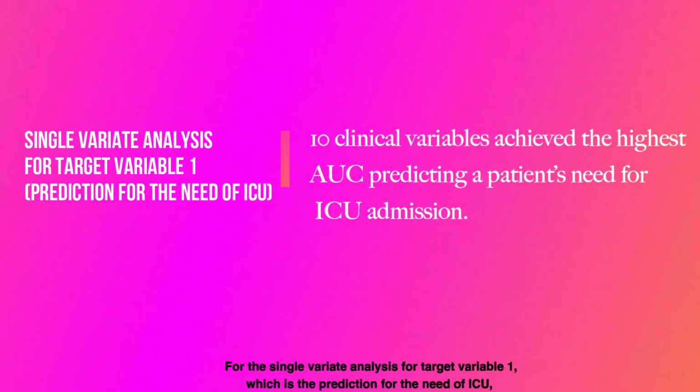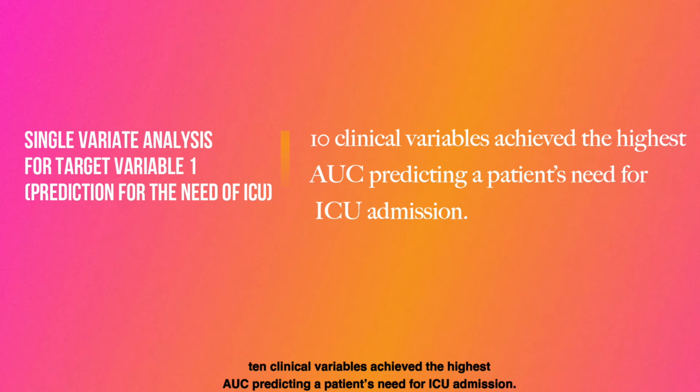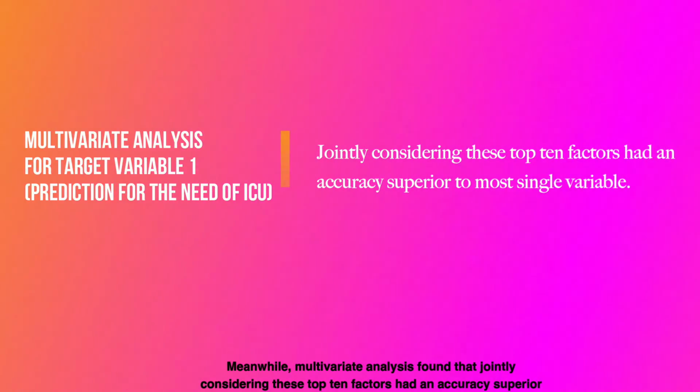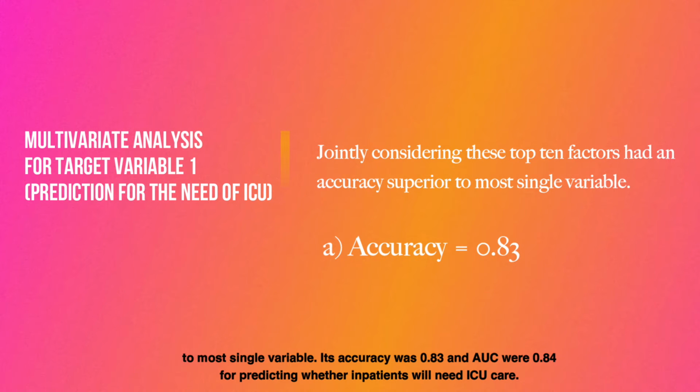For the single variable analysis for target variable 1, which is the prediction for the need of ICU, 10 cleaning variables achieve the highest AUC, predicting a patient need for ICU admission. These are the 10 variables. Meanwhile, multivariable analysis found that jointly considering those top 10 factors had an accuracy superior to most single variables. Its accuracy was 0.83 and AUC was 0.84 for predicting whether an inpatient will need ICU care.